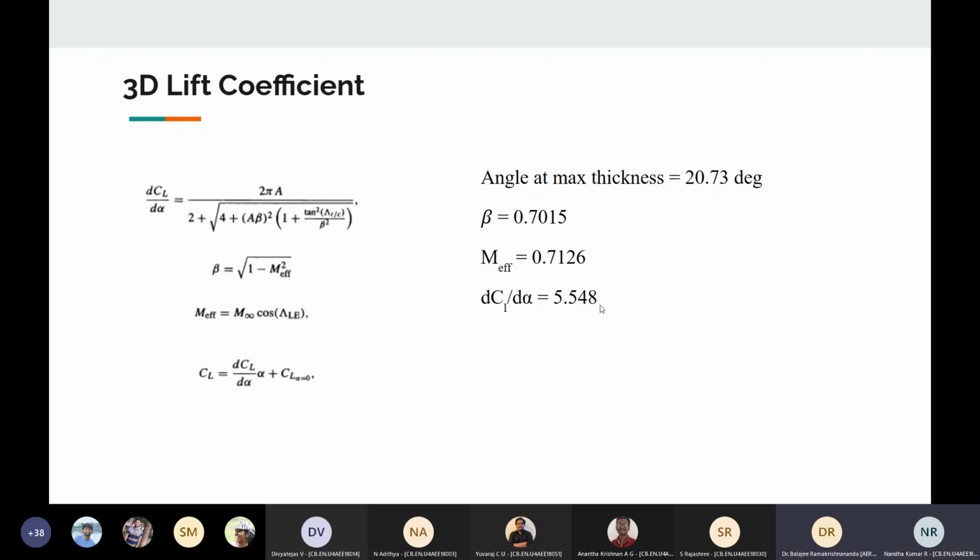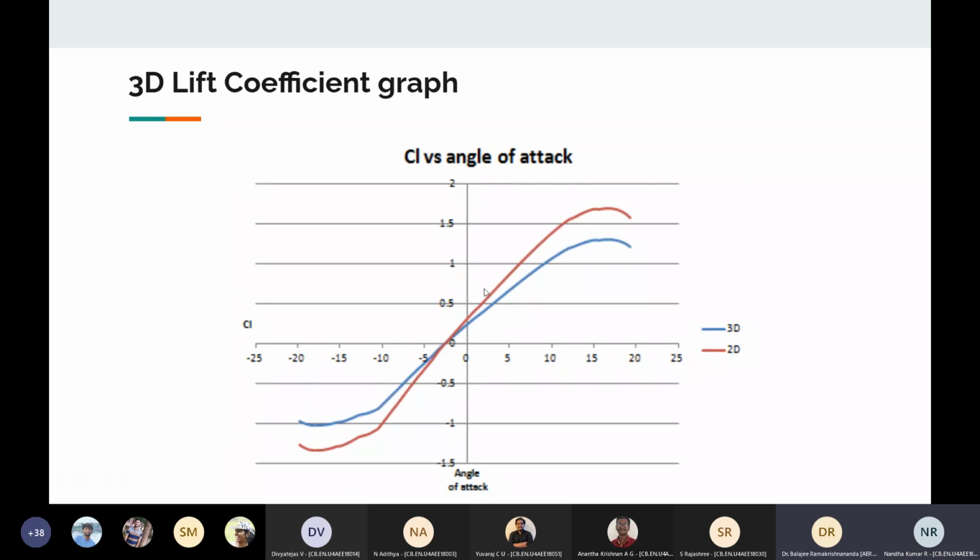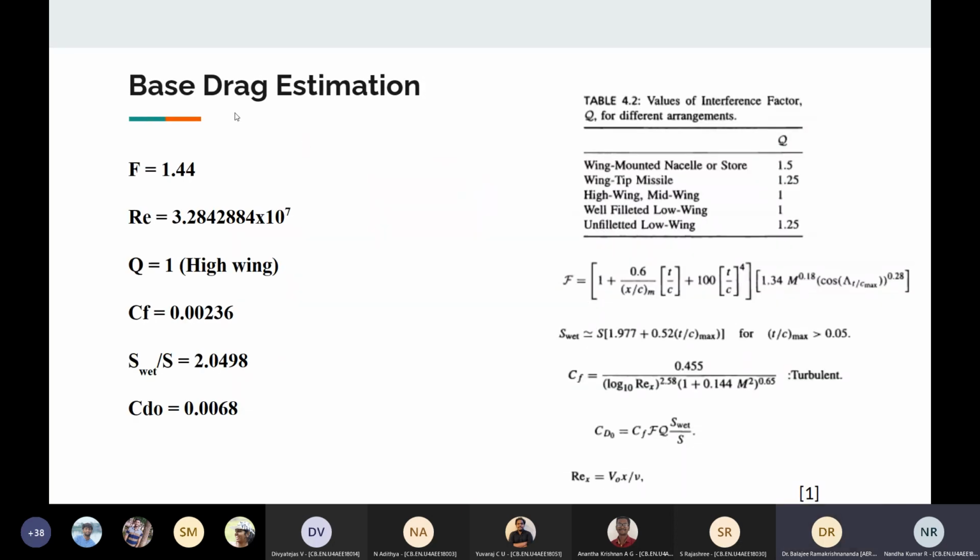dCL by d alpha. That is the small CL. When you write the formula like that, don't use 2 pi. Type it out. Okay, sir. Then this is our graph, sir. Red one is 2D and blue one is 3D, sir. Then base drag estimation, sir.